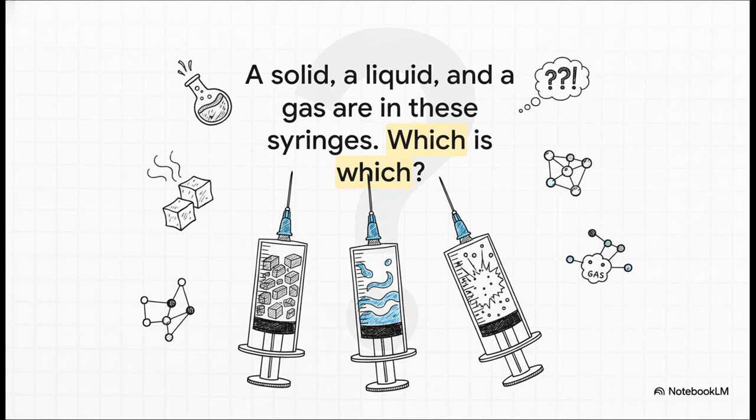Okay, right off the bat, I've got a little puzzle for you. Imagine we've got three identical syringes, and each one is filled with a different state of matter. We push the pistons. Now, just by looking at how far those pistons have gone down, can you tell which one has the solid, which has the liquid, and which has the gas? Figuring this out is the key to understanding one of the biggest differences between them.